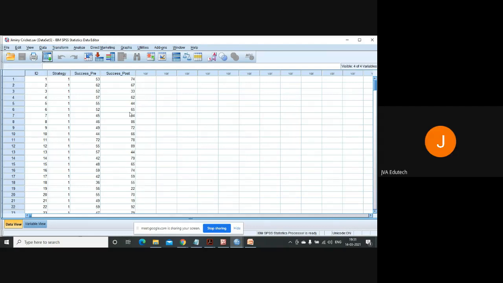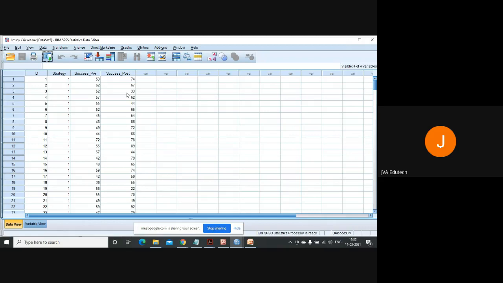Okay, so the variables are strategy, which is divided into two groups, 1 and 0, meaning hard work or wishing on a star, and then success pre, that is their baseline level of success, and success post, their level of success after 5 years. Okay, so this is the data. The scores are from 0 to 100, meaning complete failure to complete success.